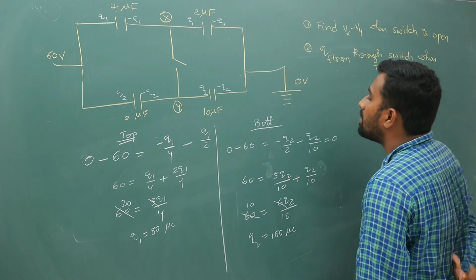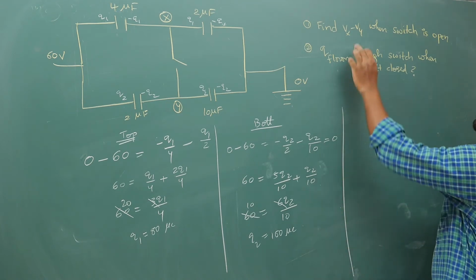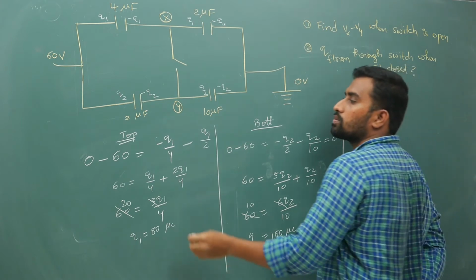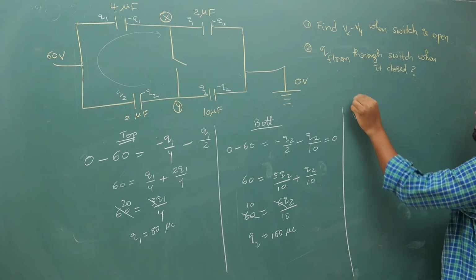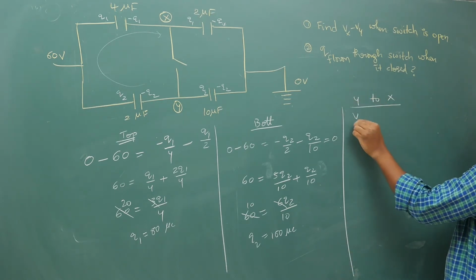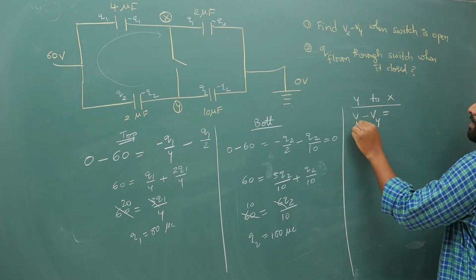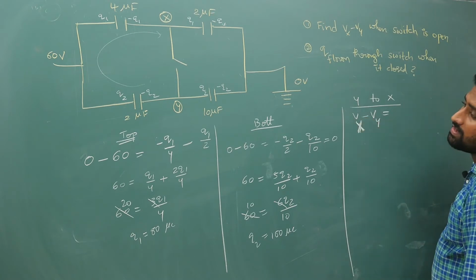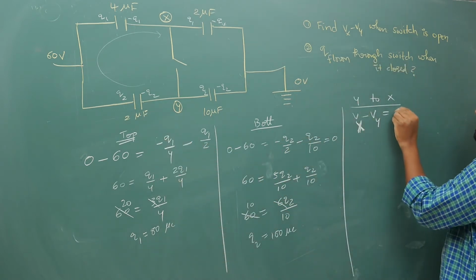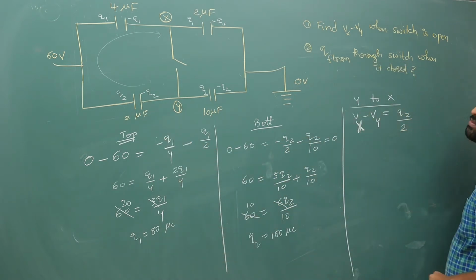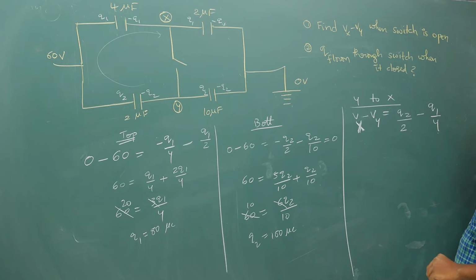Now what is your potential difference between X and Y? You want Vx minus Vy. That means you are supposed to travel from Y to X like this. If you are traveling from Y to X, you will get Vx minus Vy, destination potential minus source potential. So for this part, I am coming that way. First I have the negative plate, so it is Q2 by 2, and it is minus Q1 by 4.